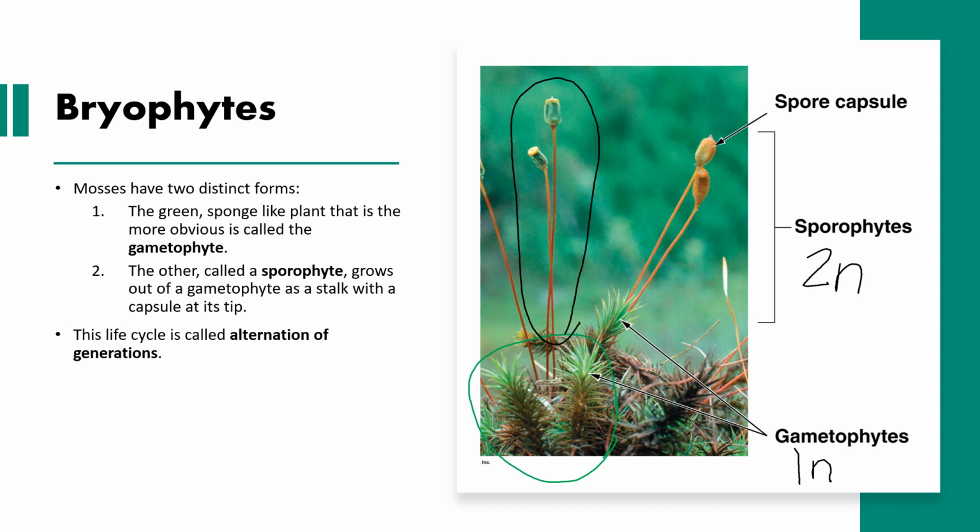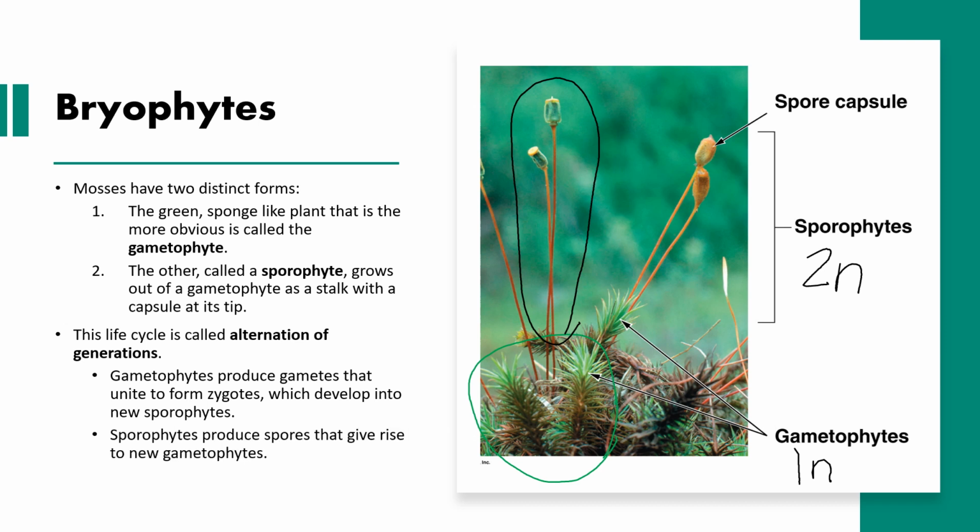Unlike humans, where yes, we have gametes, those are sperm and egg, but those are kind of in our testes or ovaries. So the gametophyte produces gametes, so they're going to be 1N, and those unite to form a zygote, which then turns into the sporophyte, which is 2N. Okay, the sporophytes then produce spores, okay, and the spores will then give rise to new gametophytes. Okay, so we have this alternation between a sporophyte and a gametophyte, and they have different numbers of chromosomes depending on what part of the life cycle that you're in.